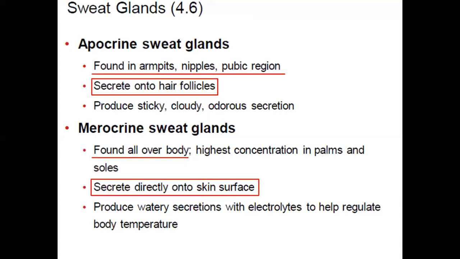A merocrine sweat gland is found pretty much anywhere else in the body, but in high concentration in the palms and soles. So when you get nervous and your palms get sweaty, these merocrine glands are going crazy. But they secrete sweat right to the surface of the skin as opposed to into the hair follicle. It's more of a watery secretion with sodium and potassium, the electrolytes, that helps regulate body temperature.